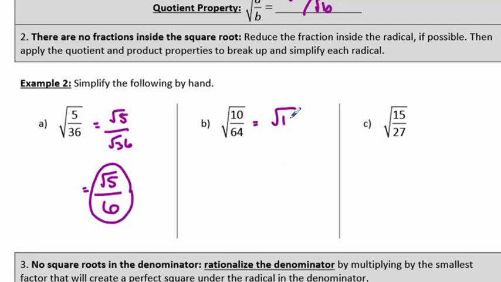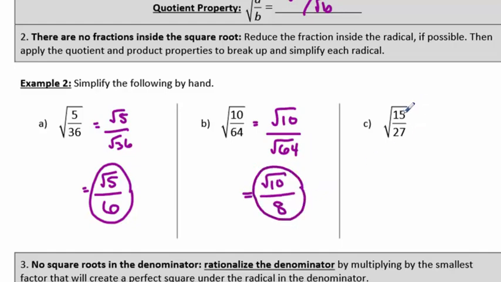What about the square root of 10 over 64? That would be the square root of 10 over the square root of 64. I don't know the square root of 10, so we'll leave it, square root of 10. But I do know that the square root of 64 is 8.